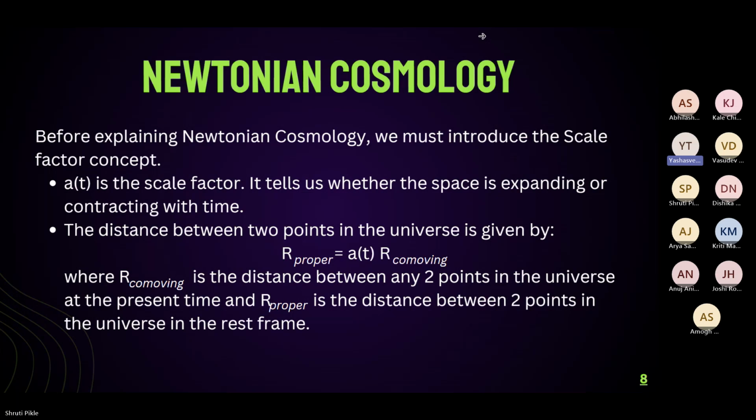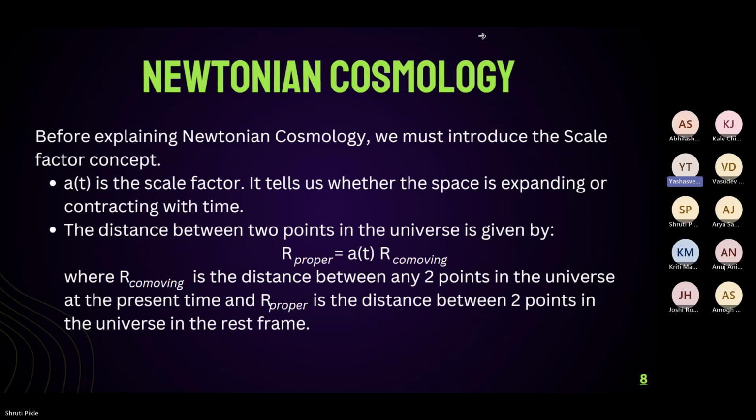But before explaining Newtonian cosmology, we must first introduce the scale factor concept. The scale factor, also denoted by a(t), tells us whether the space is expanding or contracting with time. Using the scale factor, we can determine the distance between two points in the universe as follows. We can write it as r_proper equals a(t) times r_comoving.